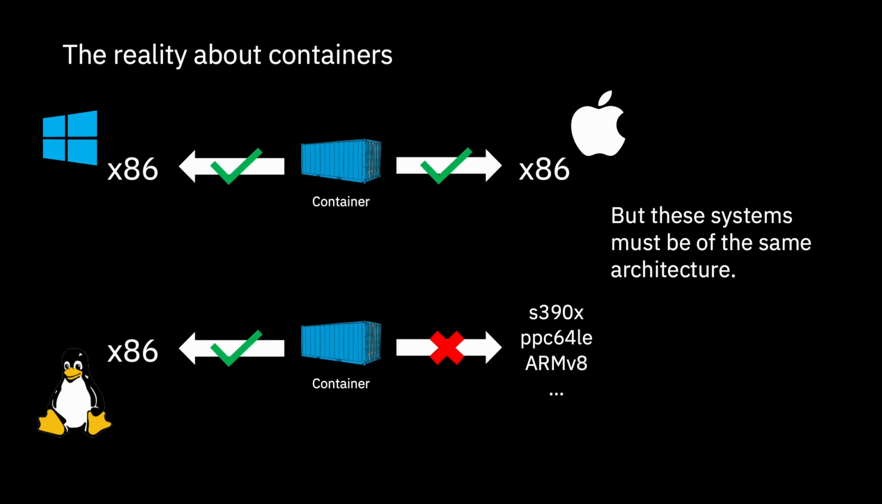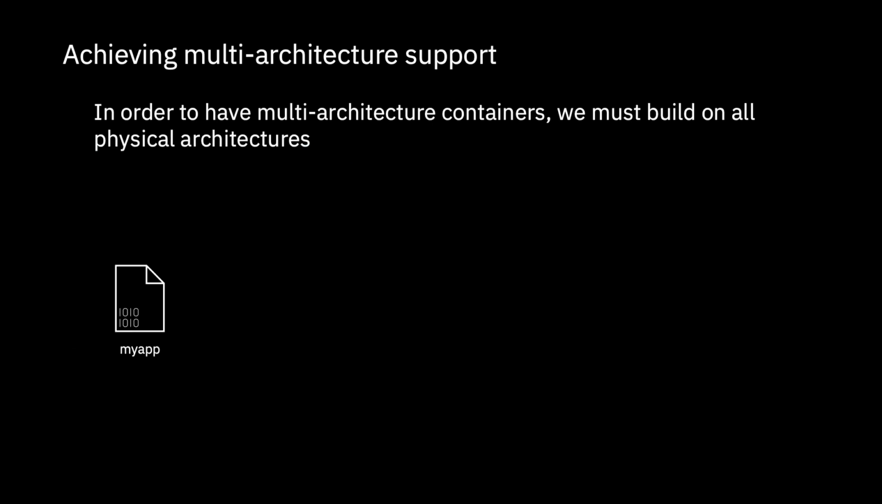The idea is that if you build an image on a certain architecture, x86, ARM, and you name it, then your image will only run on that architecture. So how do we achieve multi-architecture support then? We build on all architectures. For that, you need to have physical access to the target architectures. For our case, we will be using x86, IBM Power, and IBM Z systems.